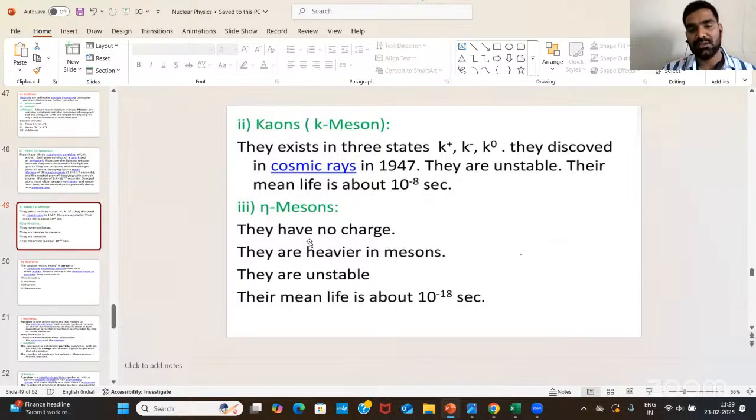That is the eta mesons. Again, they have no charge, are heavier than the pions and are unstable. Their mean lifetime is 10 power minus 18 seconds. That is very much less than the K mesons.